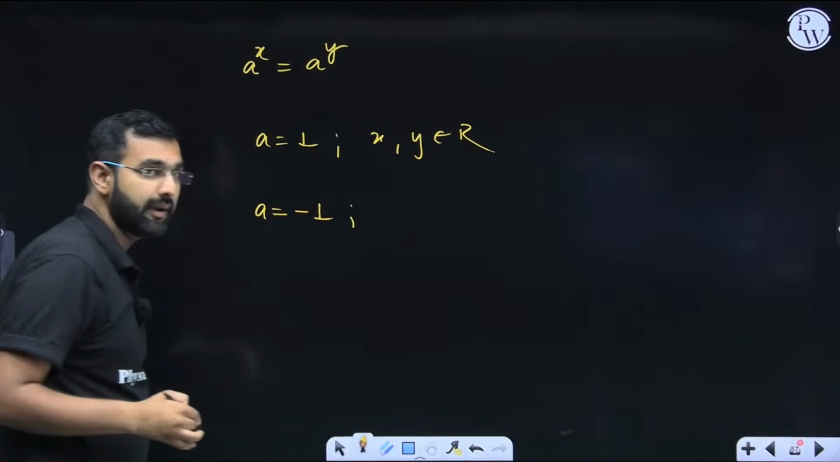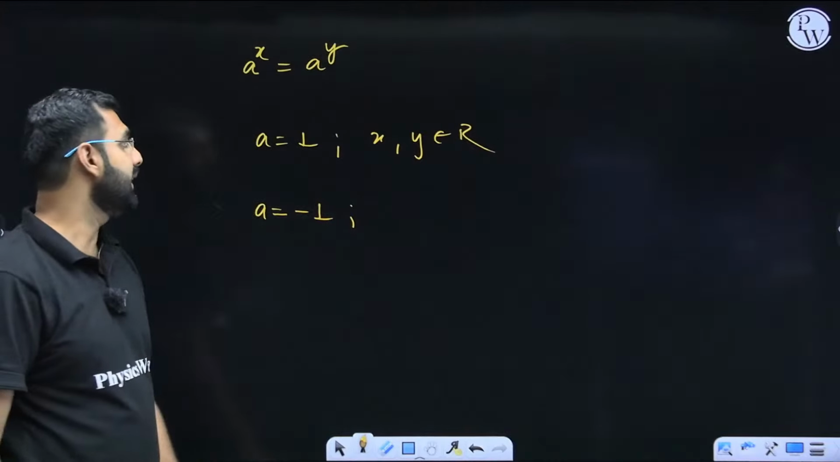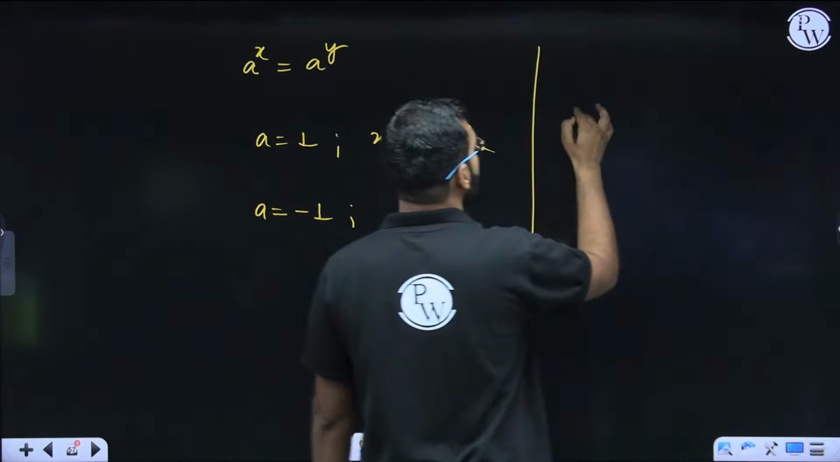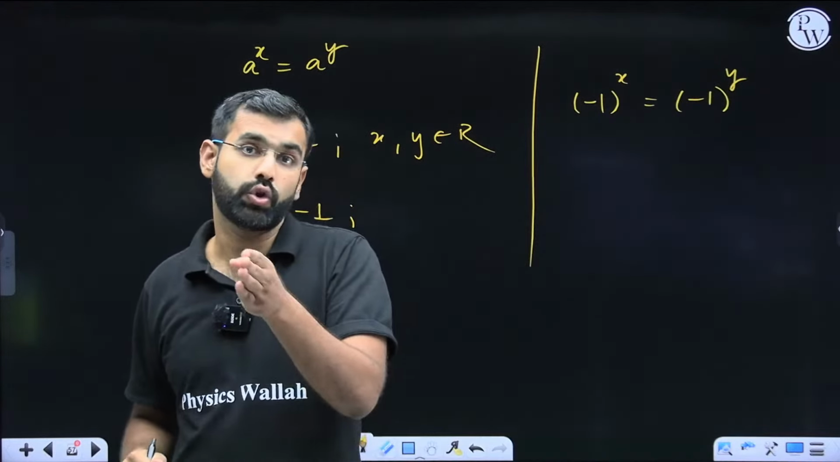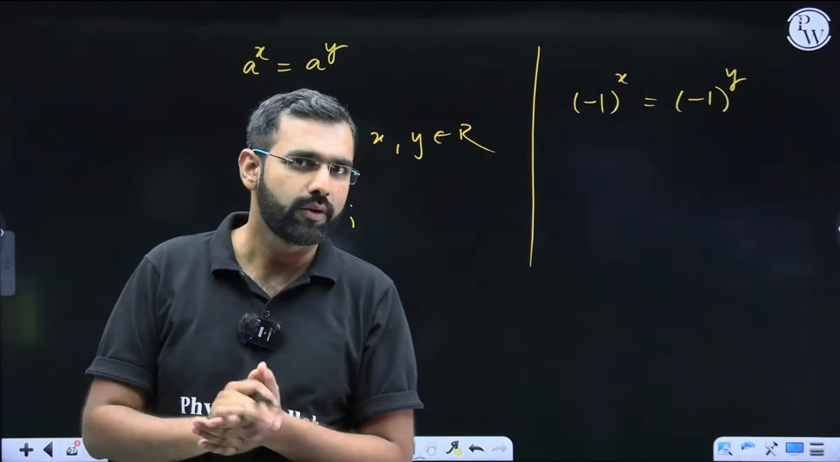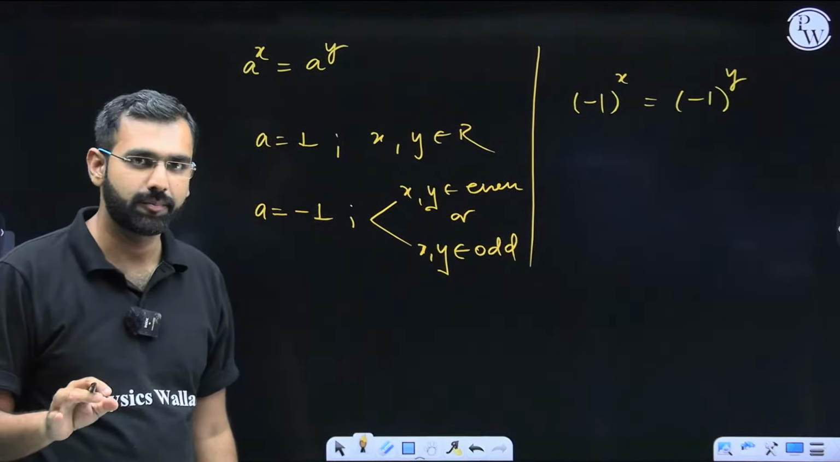What about a being minus 1? I hope you could see this clearly. If a is minus 1, then x and y both should be either both even or both odd. Why? Because if minus 1 is raised to the power x and minus 1 is raised to the power y, and we are told that they are equal, then it will be equal only when x and y are either both odd or both even. Are you listening and understanding this? Can I move ahead from here?